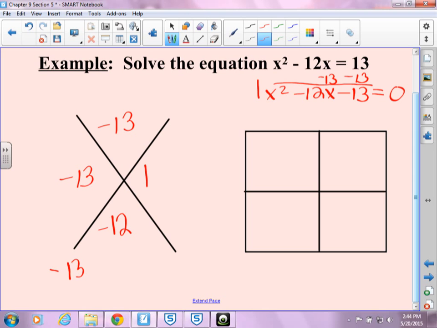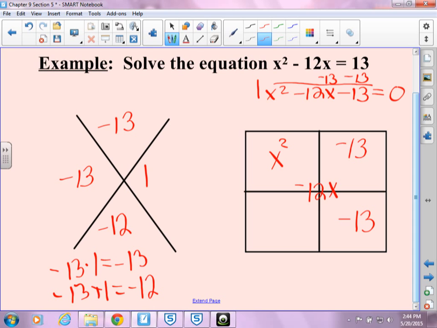Negative 13 times 1 gives me negative 13. Negative 13 plus 1 gives me negative 12. So I know that my numbers are correct. I'm going to put my answer in the diagonal: x squared, negative 12x, negative 13. And then I'm going to put my two numbers that I did for my x: negative 13x, and I'm going to put 1x. And that, again, is what I got from this.